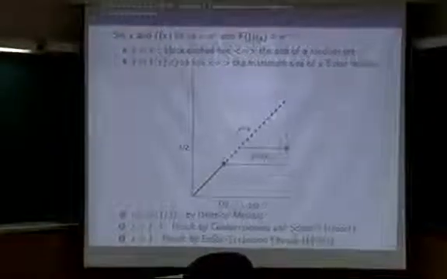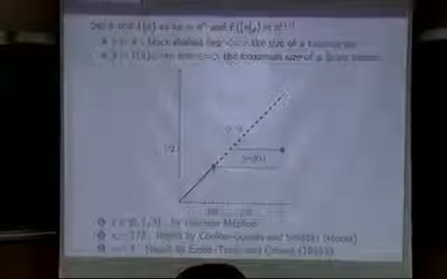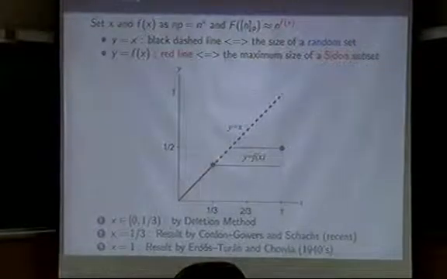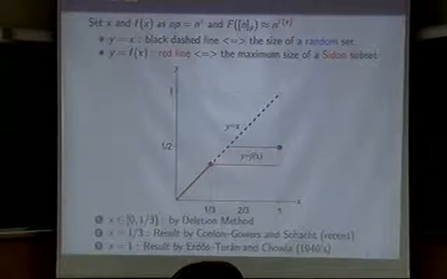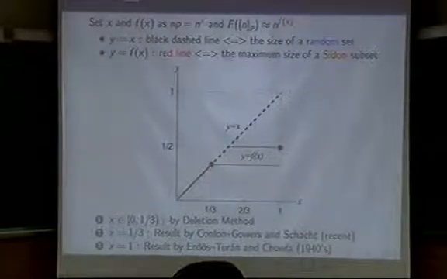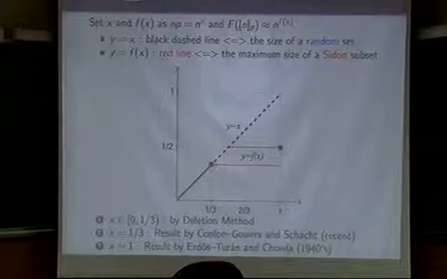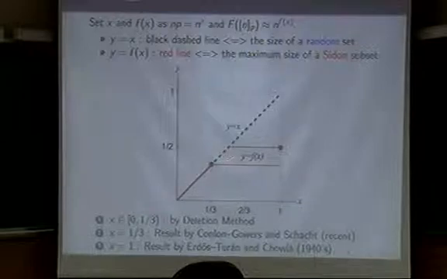So we want to know the behavior of the graph of y equals f of x. But unfortunately, based on the previous result, we don't know the exact behavior of the graph of y equals f of x when x is between 1/3 and 1. So what we know is the graph is between these two red lines, somewhere here.